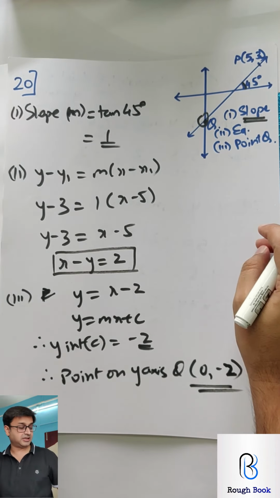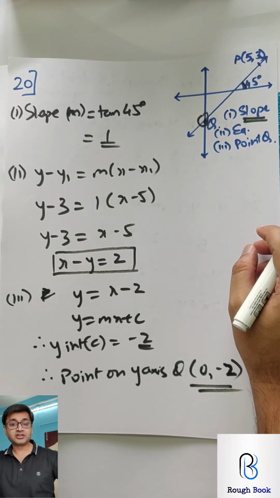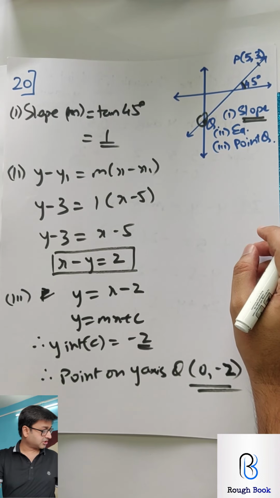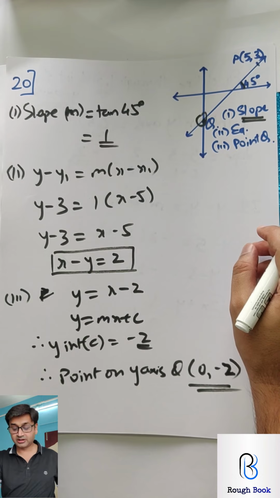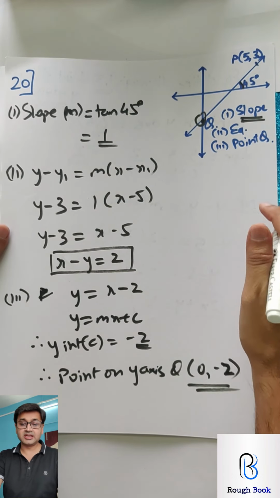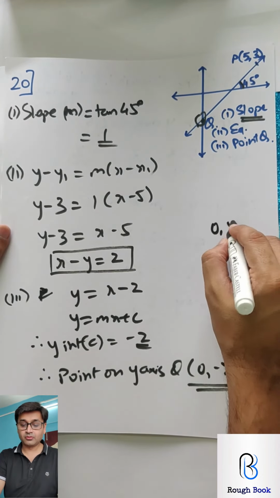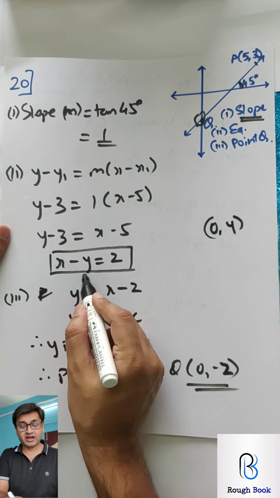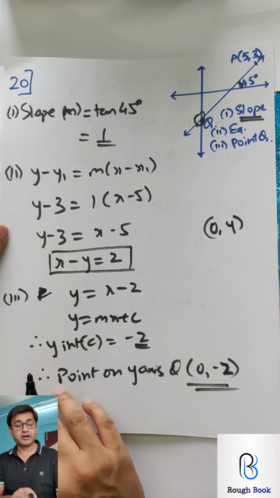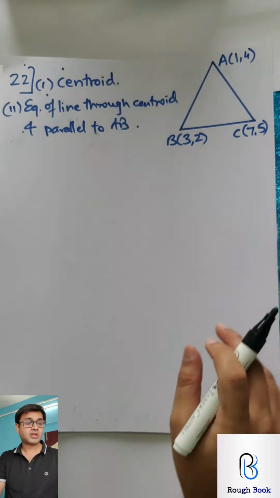I find this method easy and faster. That's why I am using this. You can use whichever method you want. You will get the same answer, so don't bother about that. What you can do is say the point is 0 comma y, and substitute 0 and y in this. You will get y and then get it back. I already taught you this last summer.